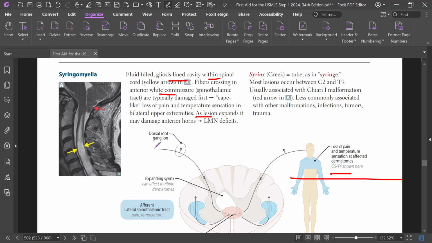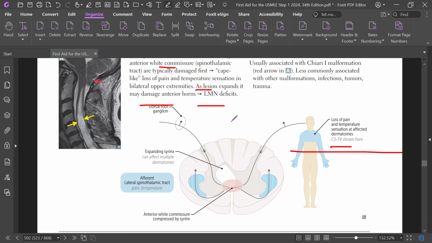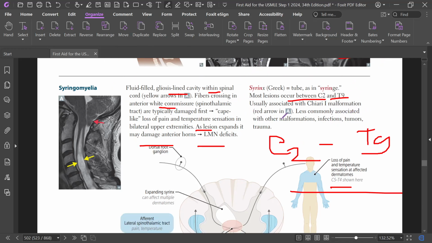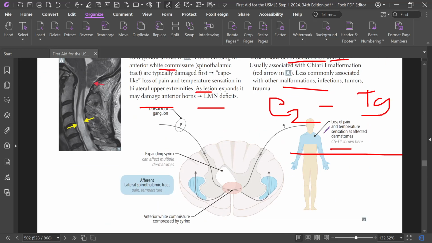As the lesion expands there may be damage of the anterior horn cells, which may cause lower motor neuron type defects. Most lesions occur between C2 to T9, usually associated with Chiari 1 malformation. Syringomyelia is associated with Chiari 1 malformation, and less commonly with malformation, infections, tumor and trauma.